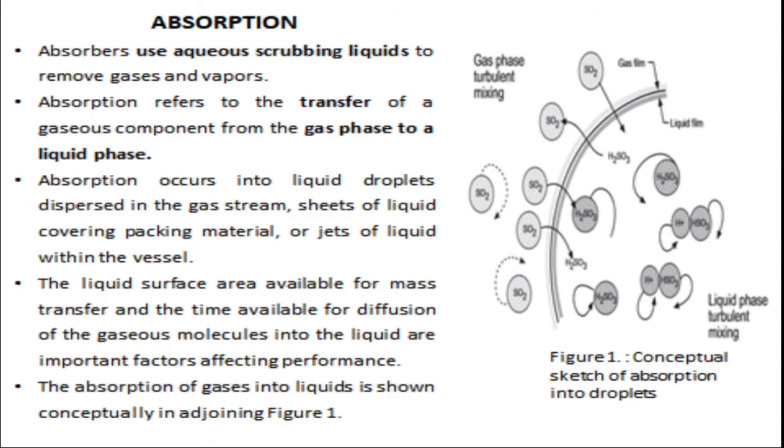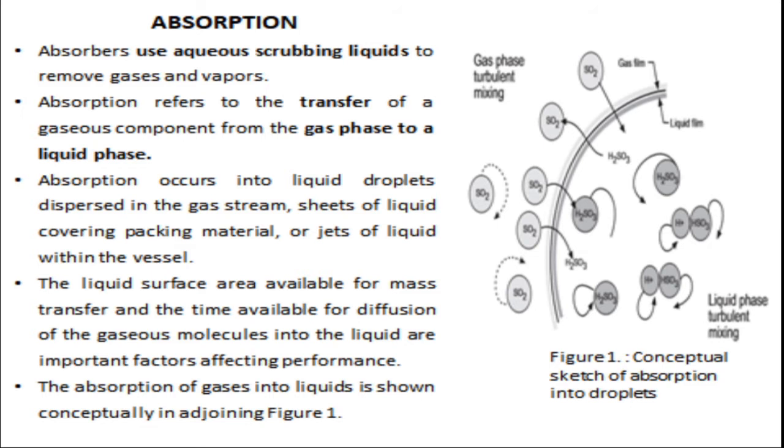What is absorption? Absorption is a physical or chemical phenomenon or process in which molecules, atoms, or ions enter some bulk phase. It could be a liquid or a solid material. So what are absorbers? Absorbers use aqueous scrubbing liquids to remove gases and vapors.